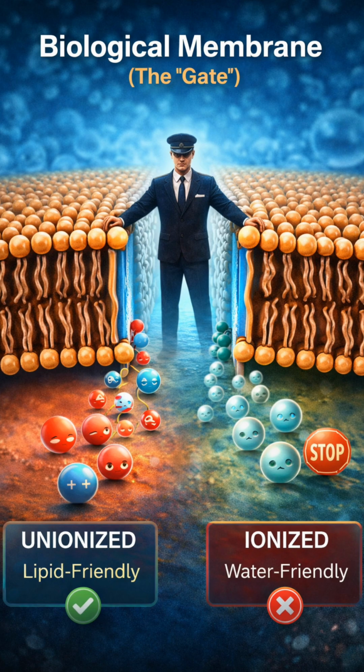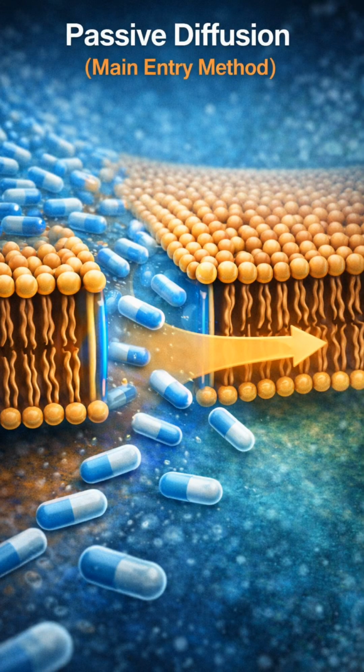The biological membrane, the gate. Every cell in your body has the gate. And the gate is made of fat and protein. It's called the lipid membrane. So naturally, the rule is simple. If you're lipid friendly, you can pass. If you're not, you're stuck outside. So the membrane is not just a wall. It's a very selective bouncer. And there are three ways.